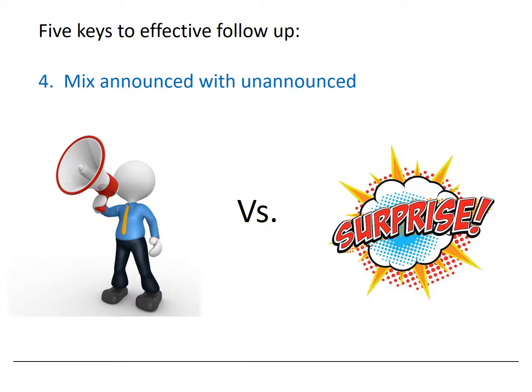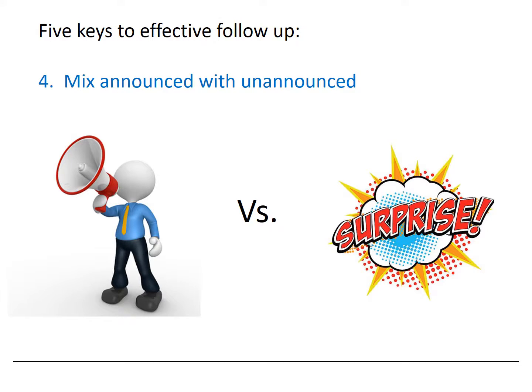Tip number 4 is to mix announced follow-up with unannounced follow-up. Many times it makes sense to set the expectation that you will follow up at a particular time. It might sound something like, go ahead and get started on that project. I will come by in about 20 minutes and check to see how it's going. In this situation, the employee knows they have 20 minutes to make some tangible progress on the task, and they also know that they will have a chance in 20 minutes to ask questions if anything about the project gets confusing.